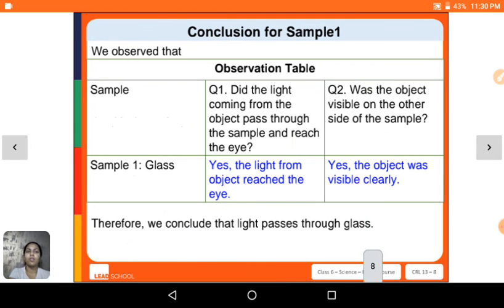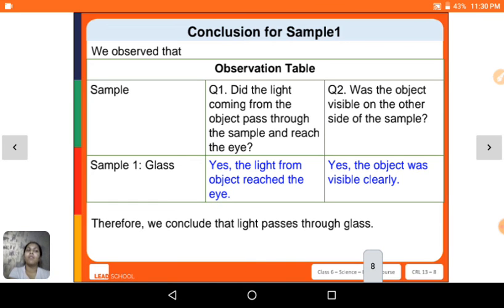So the first question is, did the light coming from the object pass through the sample and reach the eyes? For glass, this question is for the glass. So yes, we can see the object, it reaches the eyes. If you carry any glass around the house, you will see everything. And second is, was the object visible on the other side of the sample? Were all the objects visible? Yes, the object was clearly visible. You should try to conduct this activity and experience yourself whether this is possible or not.